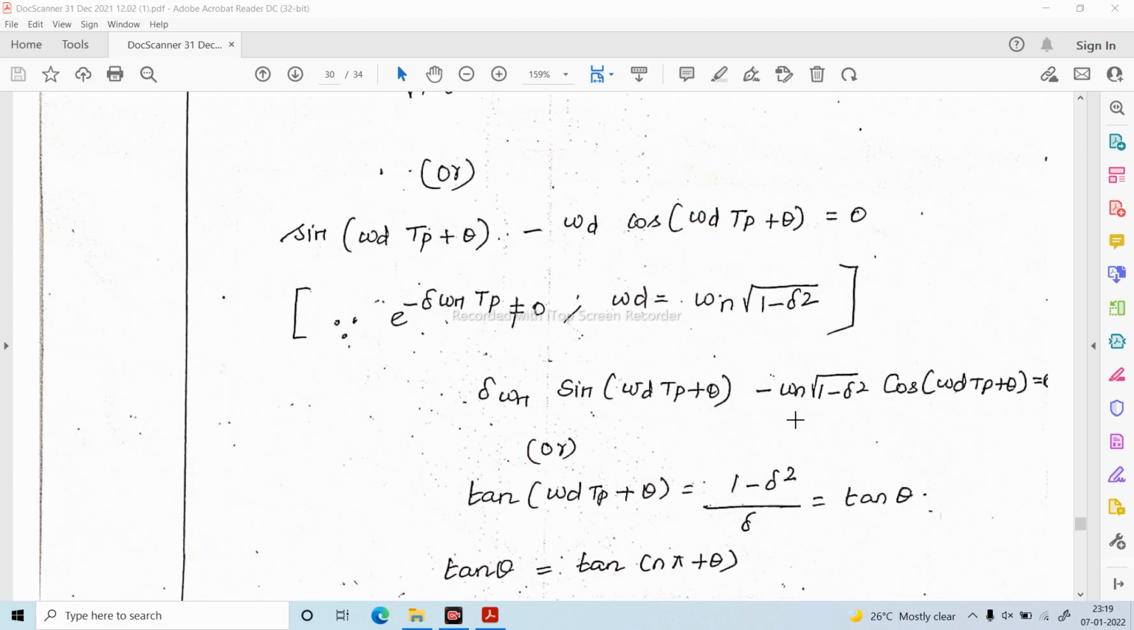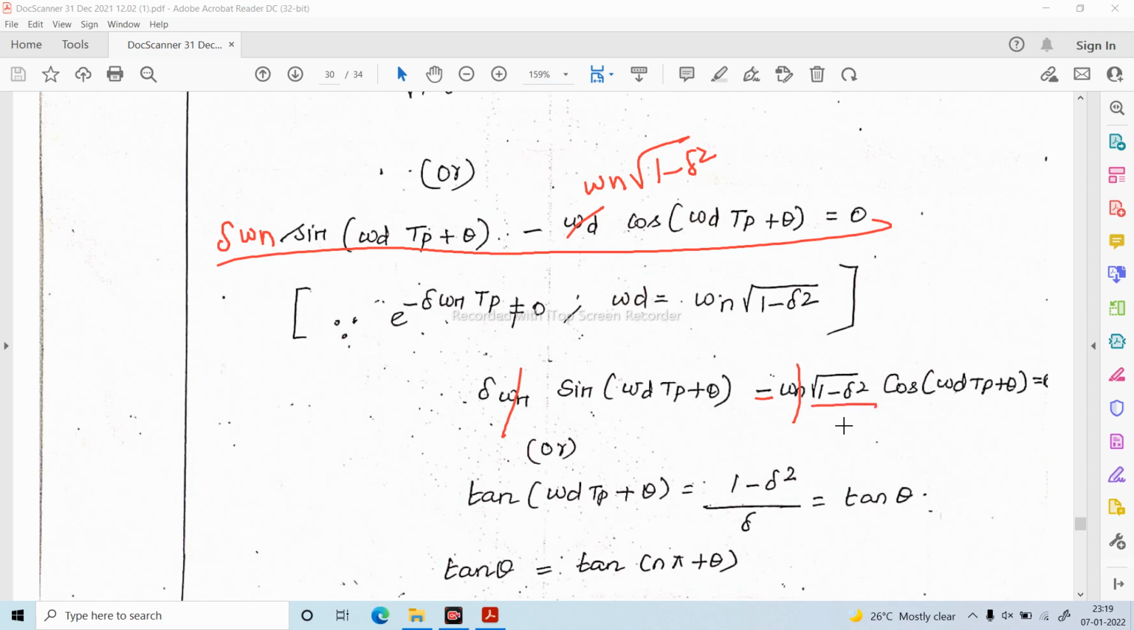So, only one term is equal to 0, that is delta omega n sine omega d tp plus theta minus omega d, that is omega n square root of 1 minus delta square into cos omega d tp plus theta, equal to 0. If we equate this, both omega n get cancelled, and from this tan omega d tp plus theta equals square root of 1 minus delta square divided by delta. That is equal to tan theta. So, tan theta is equal to tan of n pi plus theta. We can write like this, no? Tan n pi plus theta.